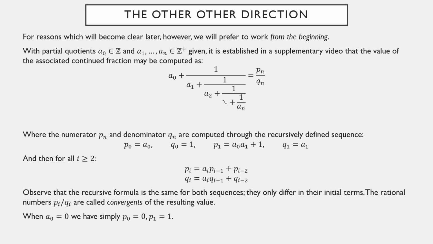When a0 is equal to 0, observe that p0 is just 0 and p1, a0 times a1 plus 1, is just 1. So in the world where a0 is generally assumed to be 0, these are a little simpler to compute at the beginning.